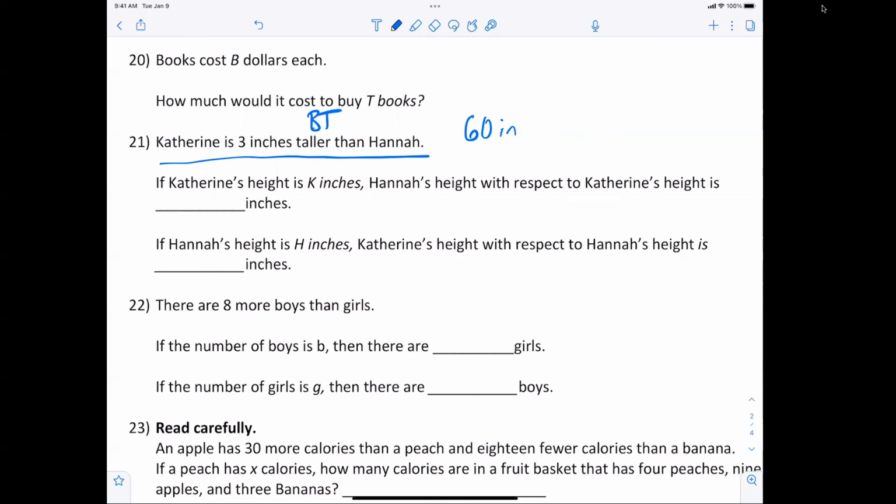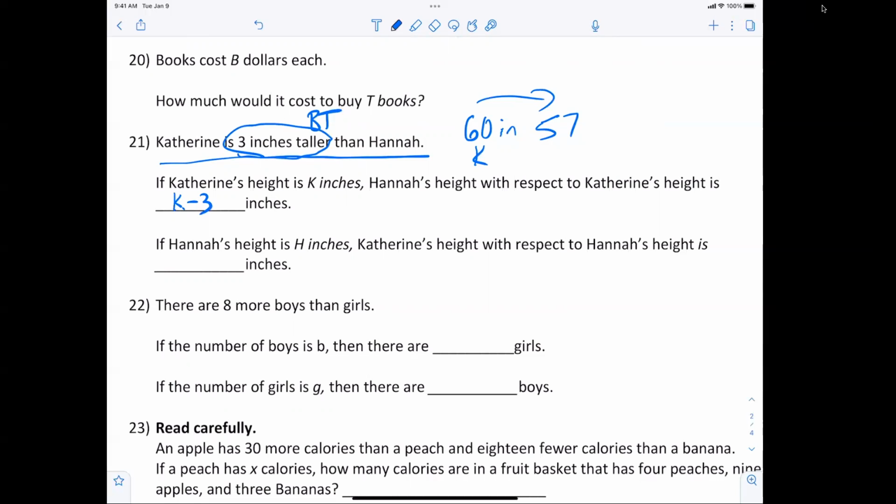Okay, I'm sorry. Then, yeah. So now Catherine is K. So Hannah is what? How did you get from 60 to 57? Subtracted how many? So it is K minus 3. Now, why does everybody miss that? Because it says 3 inches taller. You have to understand what person you're relating it to.